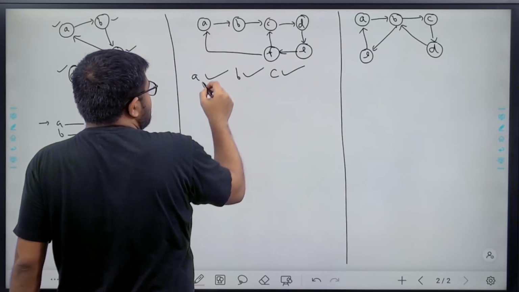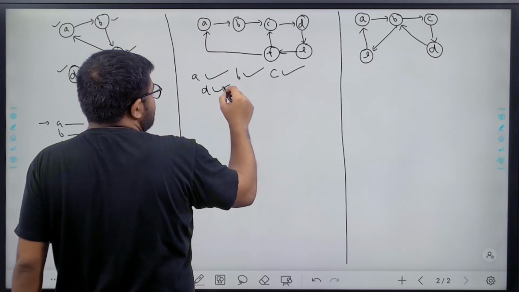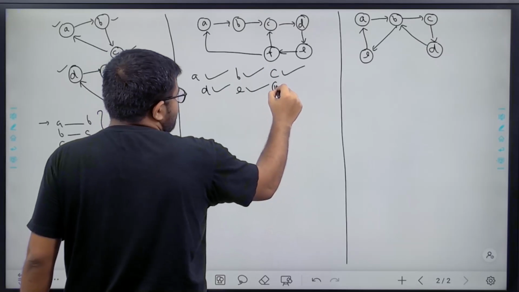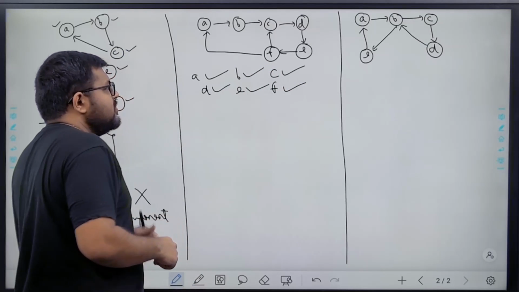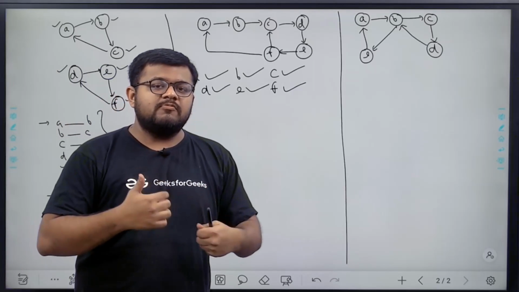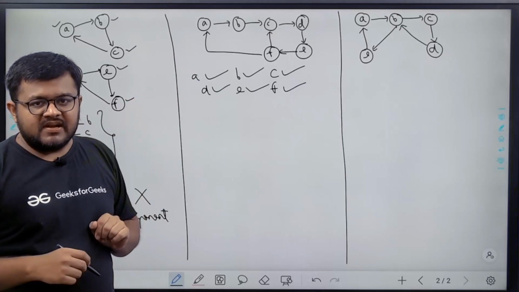Similarly from D I can come to A, so from D also there will be a path to all the other vertices. Similarly from E to A I can come, so there will be a path from E to all the other vertices, and similarly from F I can come to A, so there will be a path from F to all the other vertices. So basically there is a directed path between each and every pair of vertices in the directed graph. So this is a singly connected component.